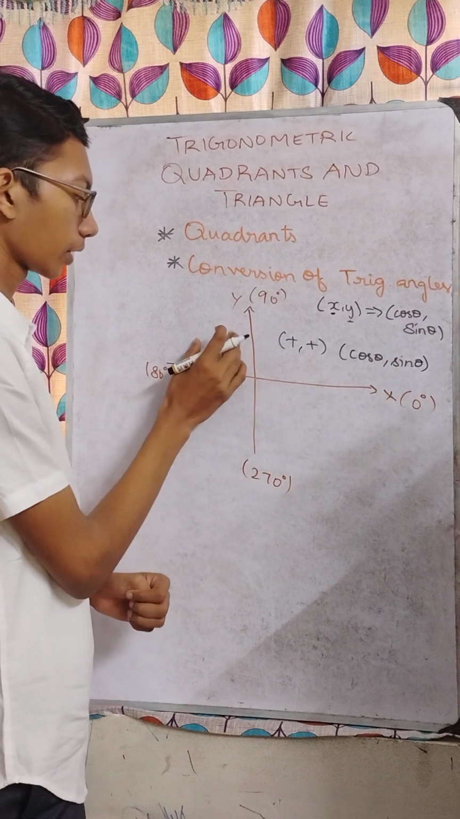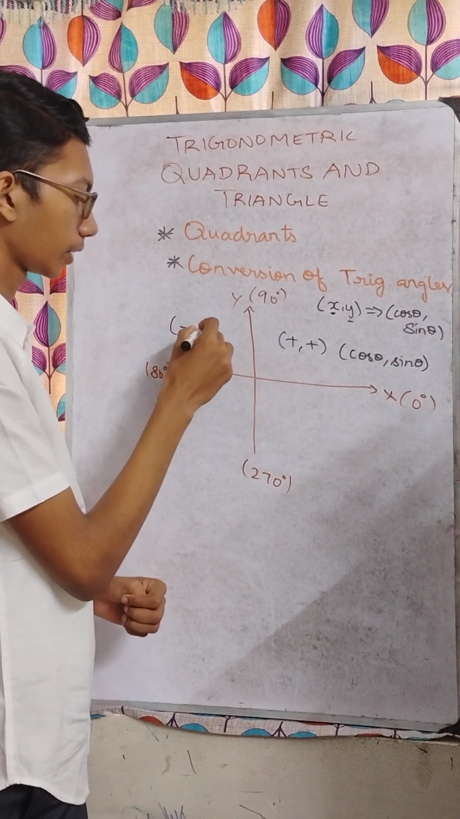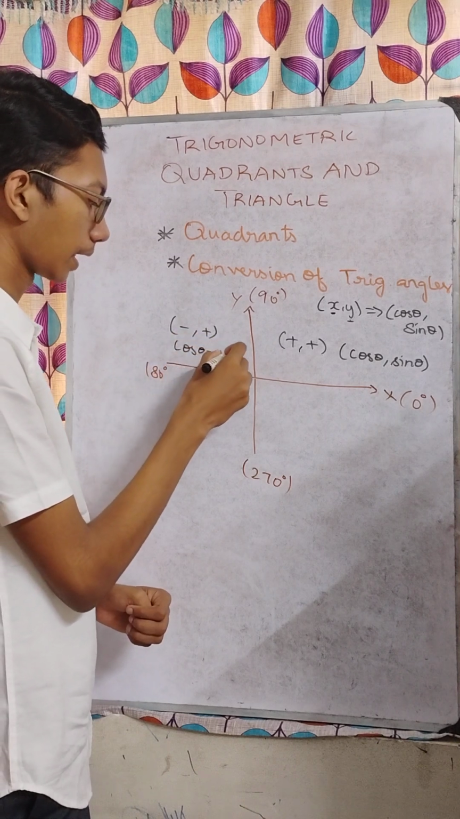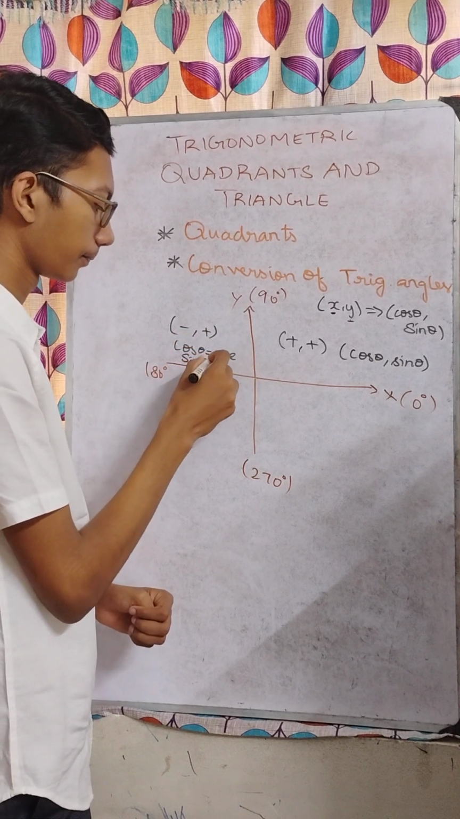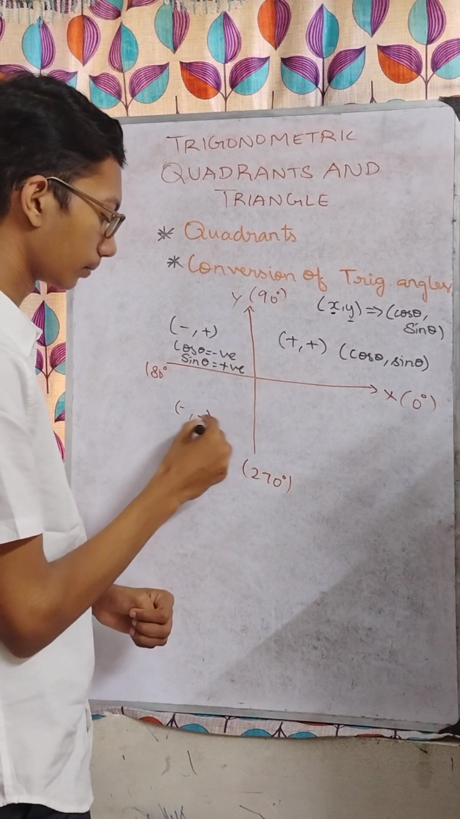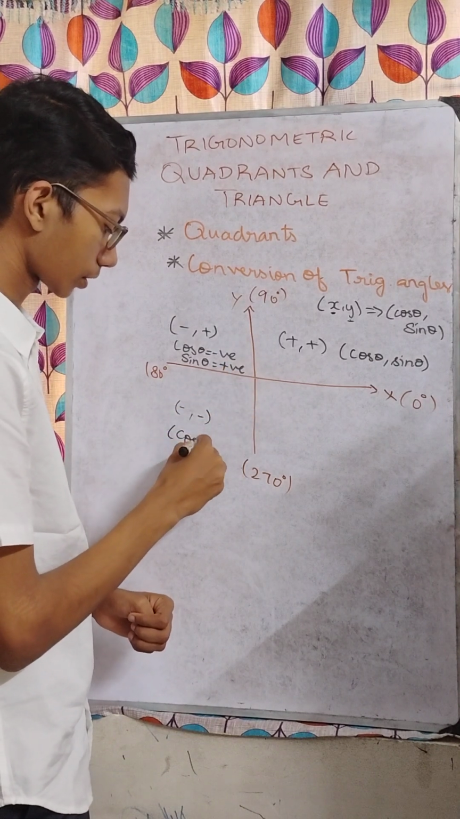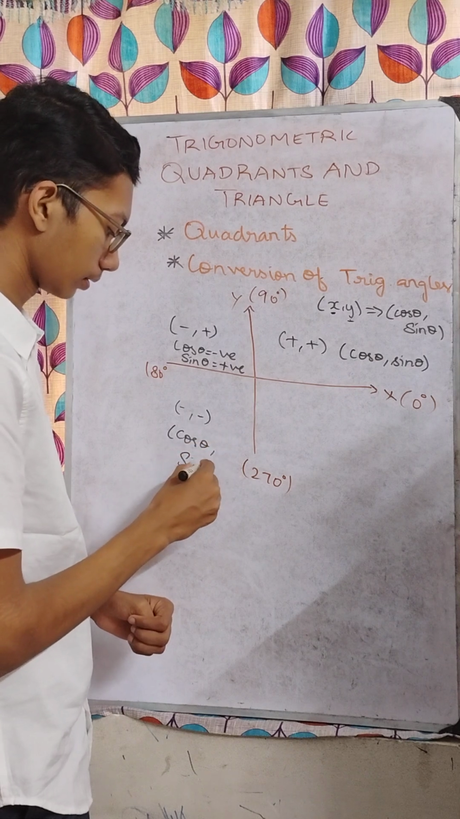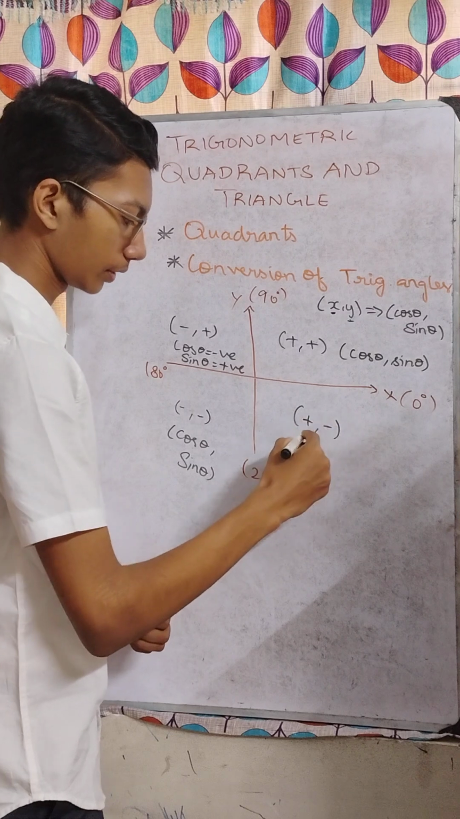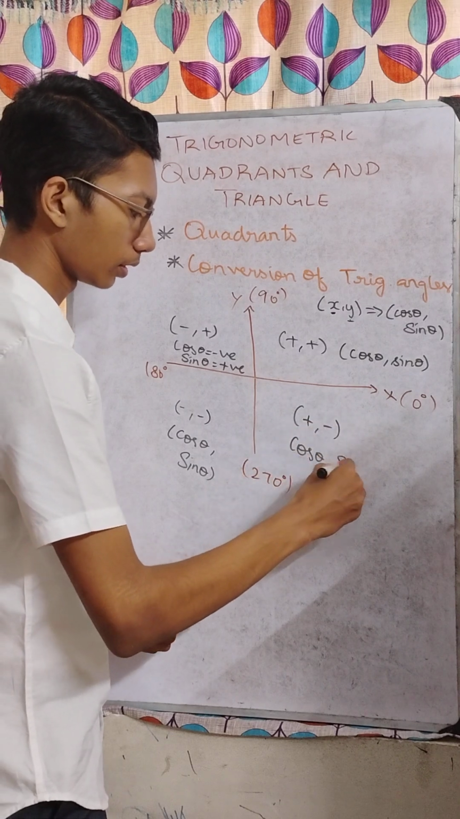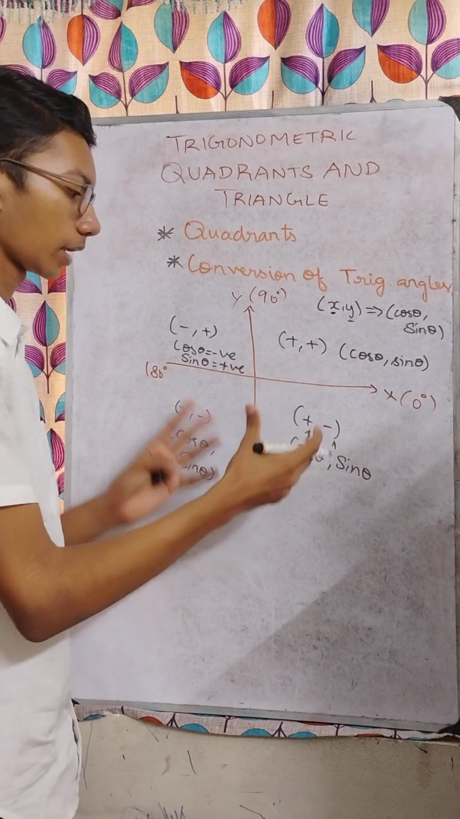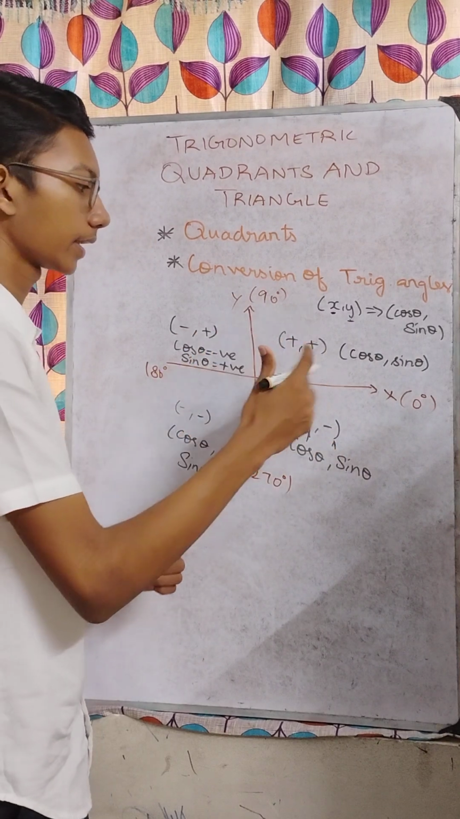Now if we come here, we have negative and positive. So cos theta will be negative and sin theta will be positive. Here both will be negative. So cos theta and sin theta will both be negative. Here positive and negative. So cos theta will be positive and sin theta will be negative. So from this we can actually get all the signs of other angles too.